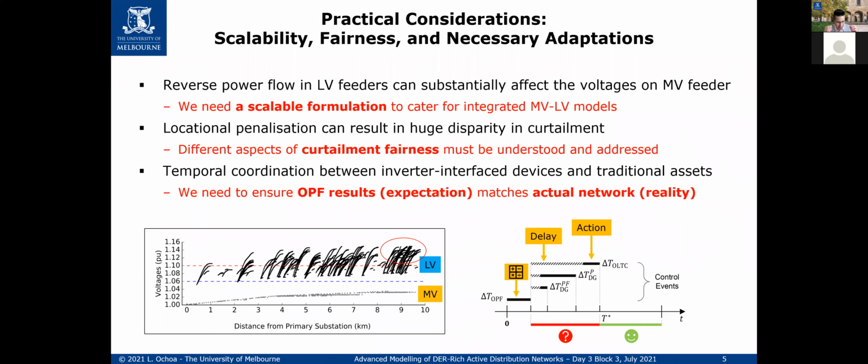We're talking about operation of networks, and the networks already have elements that are totally decentralized. I've been talking a lot about all of the changers, the primary subs, capacitor banks. They are most of the time in most countries totally decentralized control elements.